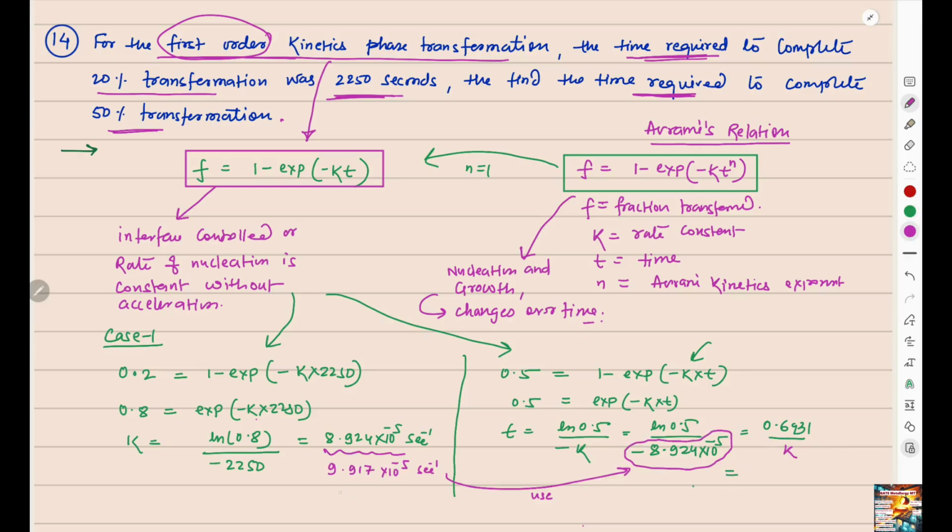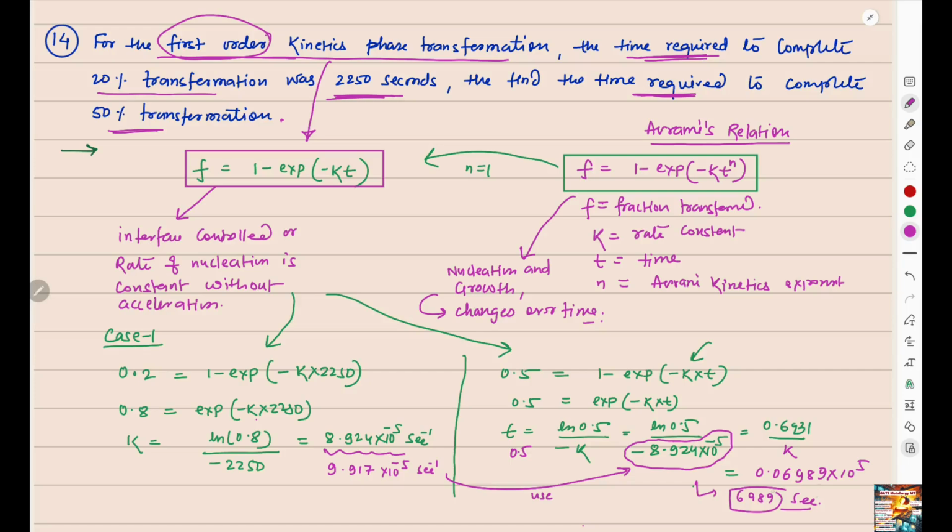We made a calculation mistake here. So we will replace this with 9.917, and we will get 0.693 divided by k, that is for 50% transformation for first order kinetics. After solving we will get 0.06989 into 10 to the power 5. So we can say that 6989 seconds is the time required for transformation up to 50%.